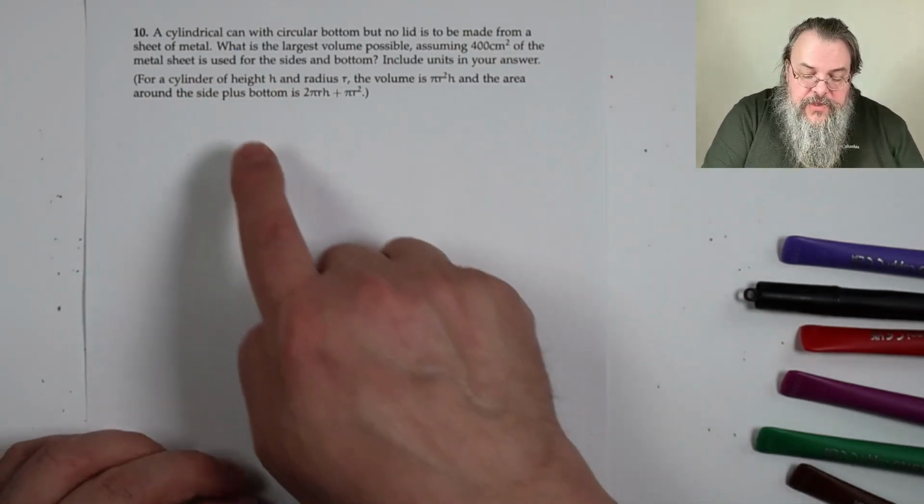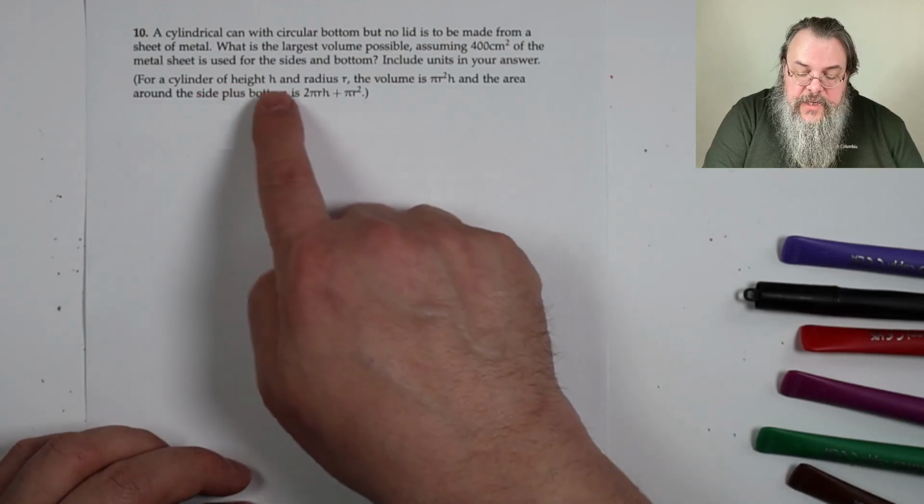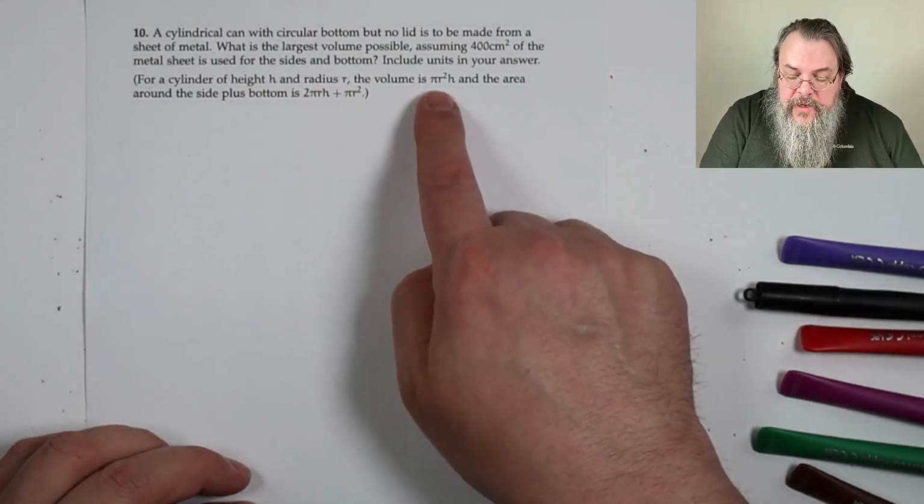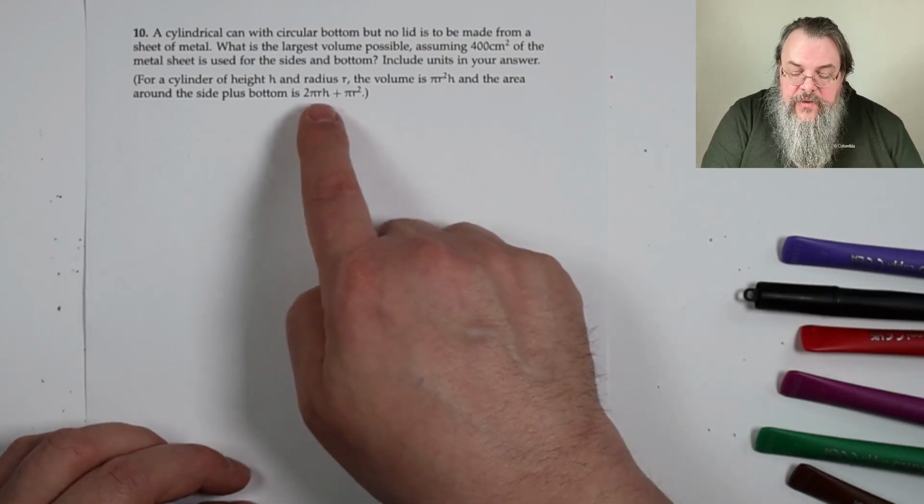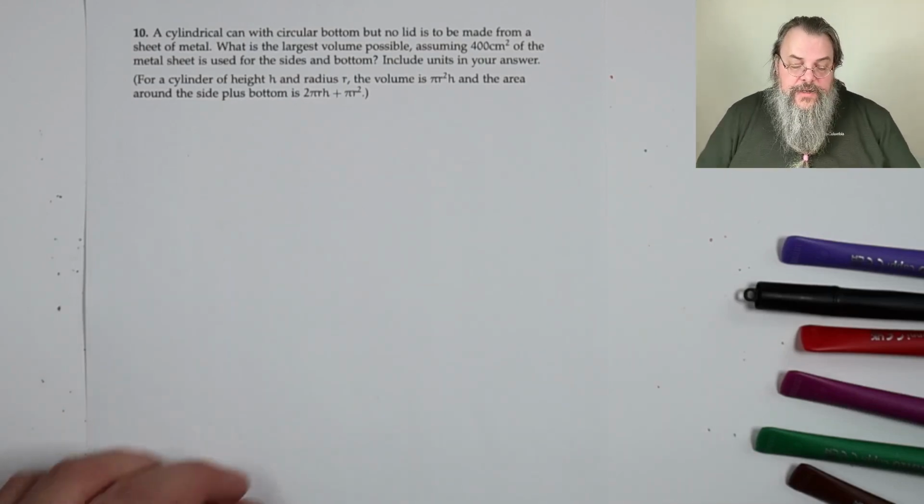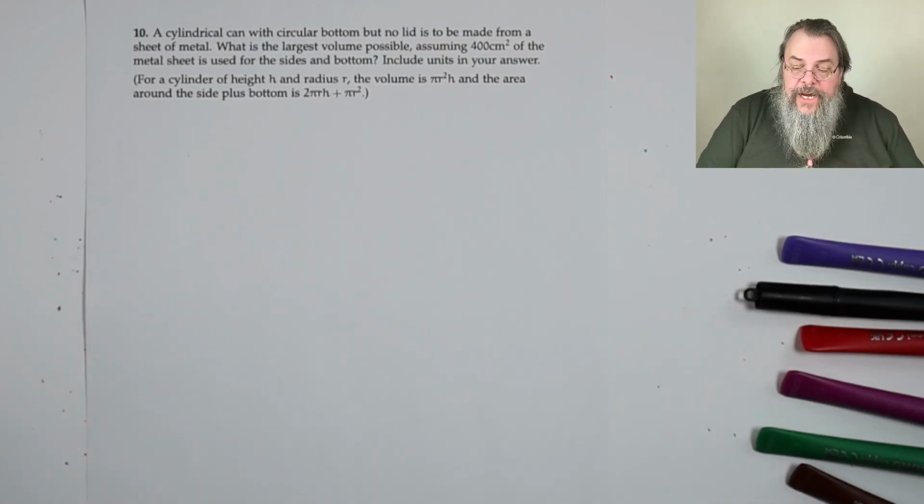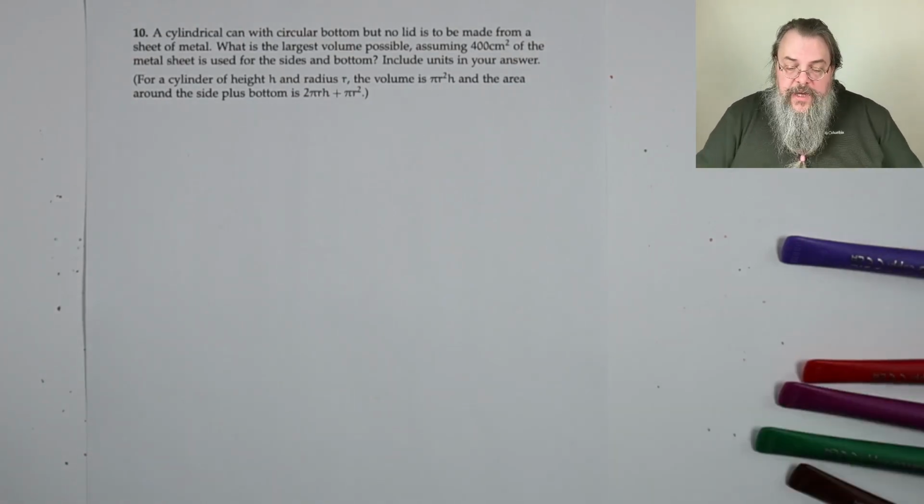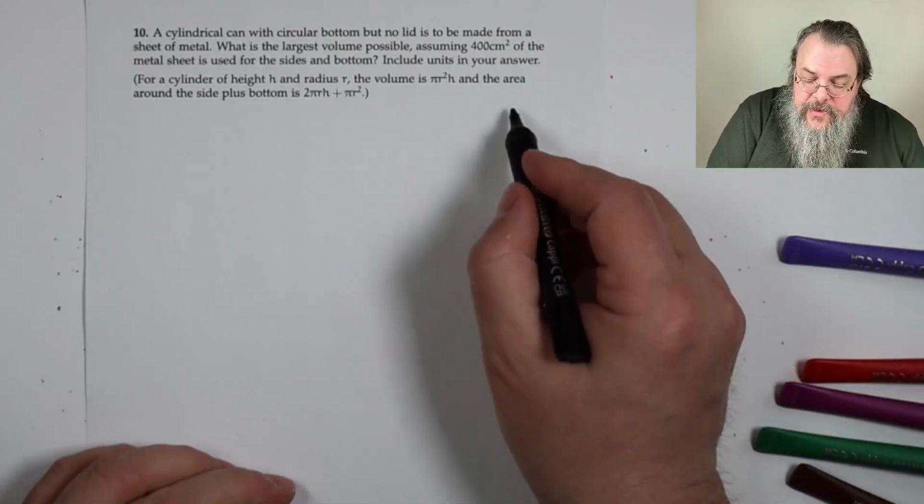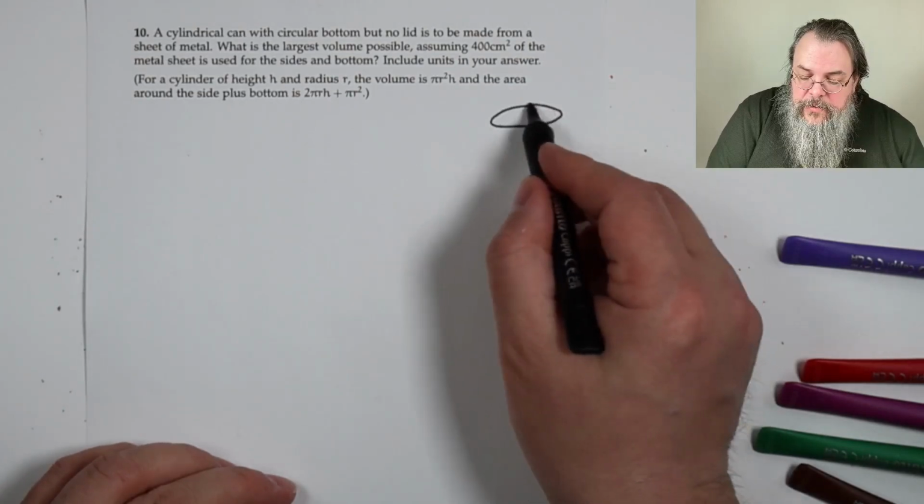And then there's some information here. For a cylinder of height h and radius r, the volume is pi r squared h, and the area of the side plus bottom is 2 pi r h plus pi r squared. That's a great amount of information. Now, let's make sure we understand what the problem is talking about. We have a cylinder, and so we can draw a cylinder.